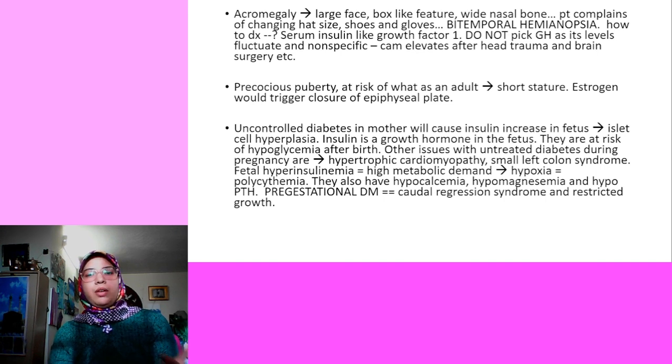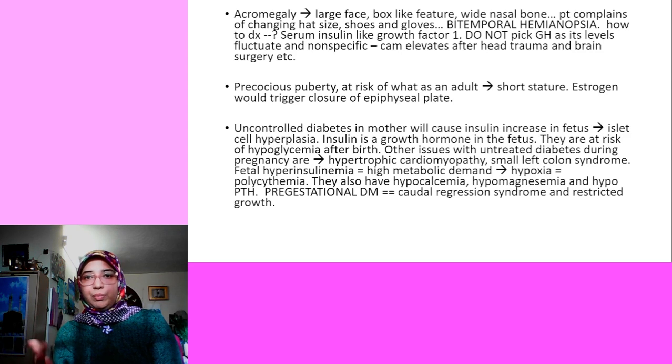Precocious puberty. This patient is at risk of what as an adult? Short stature. So if you have precocious puberty, you are secreting estrogen earlier on before your bones are able to develop, so they close the epiphyseal plates. Uncontrolled diabetes in a mother will cause insulin increase in the fetus. So this is very important. She has diabetes.